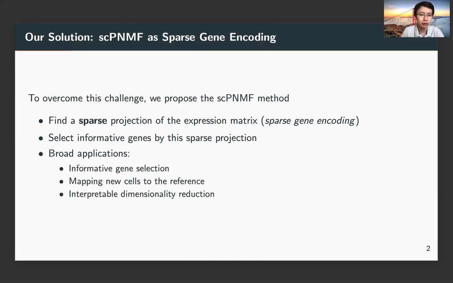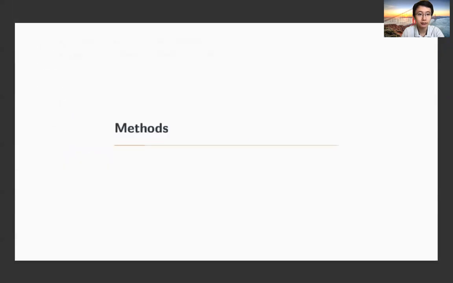It has very broad applications. For example, it can be used for informative gene selection. It can also help you map your new cells to the reference dataset. And it can also itself serve as an interpretable dimensionality reduction method.